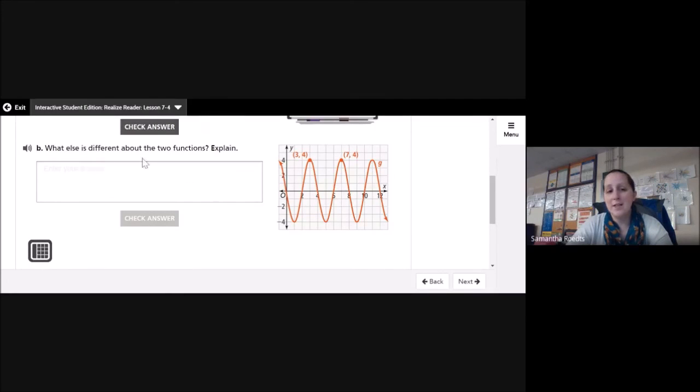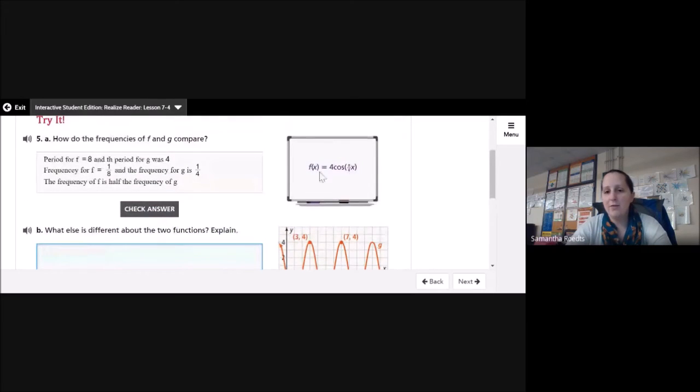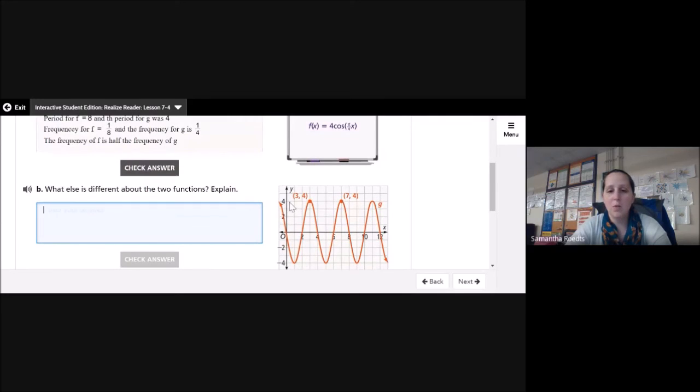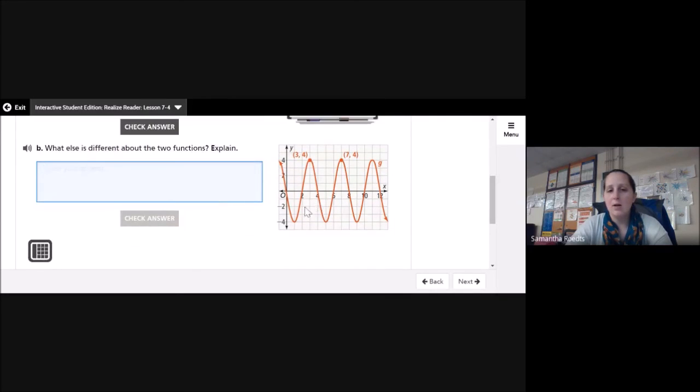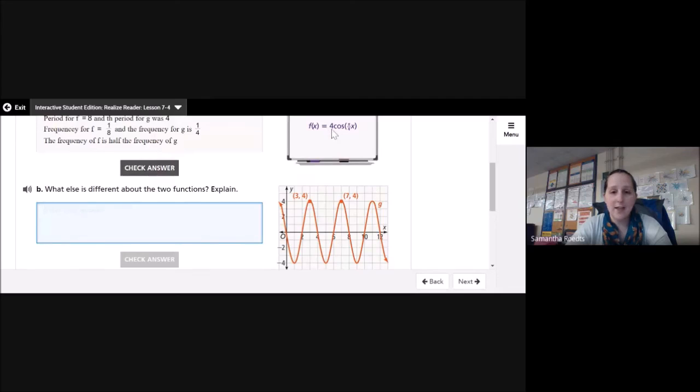All right, B, what else is different about the two functions? Explain. So looking at them, if I were to graph this, cosine functions start wherever your amplitude starts. Most of the time it's at 1, but in this case the amplitude's 4, so our cosine would actually start at 4. This one actually starts at 0, 0. So that means that they're actually two different functions. So this one down here is a sine function. But also because g has a shorter period than f, they have different x-intercepts.